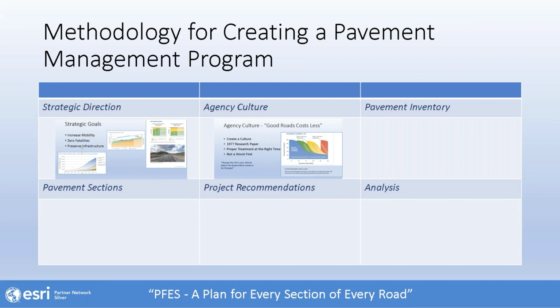So we've talked about the importance of strategic direction and culture. Now I'd like to talk about the pavement inventory, but I could have said pavement or asset inventory. Each one of these three strategic goals needs accurate information, whether it's mobility, fatalities, infrastructure. And that's the hang up at most agencies. They have data that's not authoritative, not trusted. They don't know what to believe. And just keeping up to date on what is new and what has been replaced is a very difficult task.